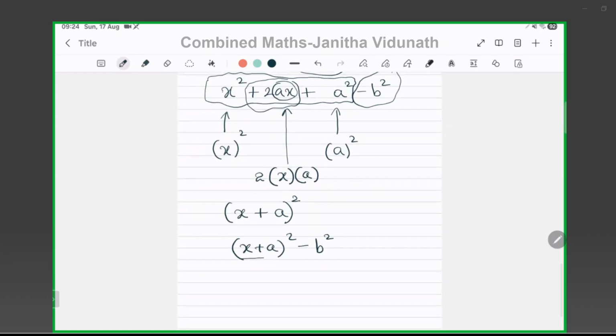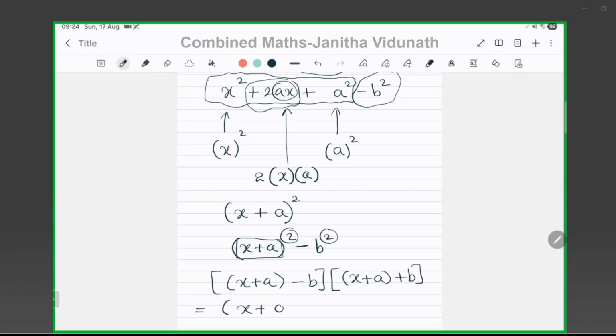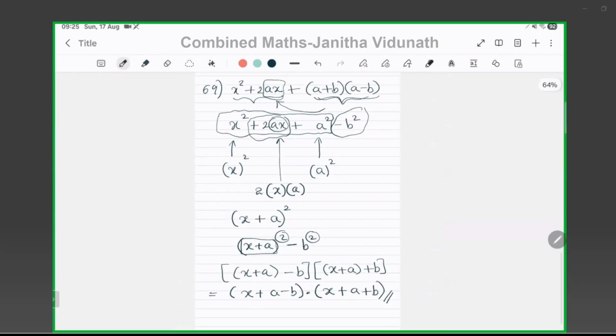Here now we have two square terms, and there is a minus sign between them. Then we can use the method of difference of squares. Then we get first term minus second term times first term plus second term. Then finally we have the answer x plus a minus b times x plus a plus b. Okay, I will give 1 minute to write this down also.